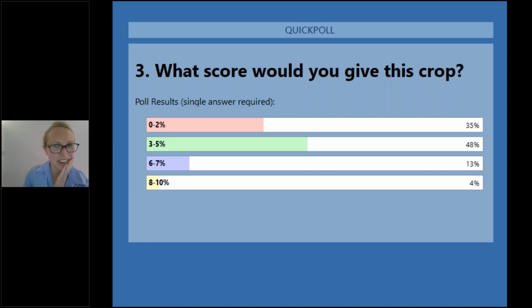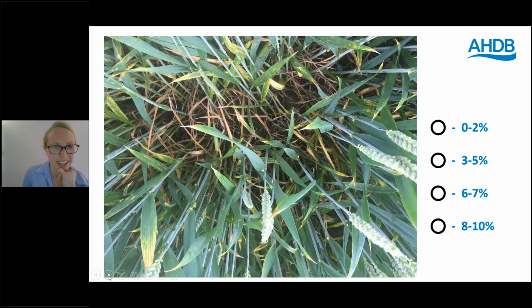Okay, so again, a good range in scores. 35% of people thought it was 0 to 2%, 48% thought 3 to 5, and 13% thought 6 to 7. And I've given this a 1%. So no one's wrong. As long as you're comparable between yourself, then that's good.